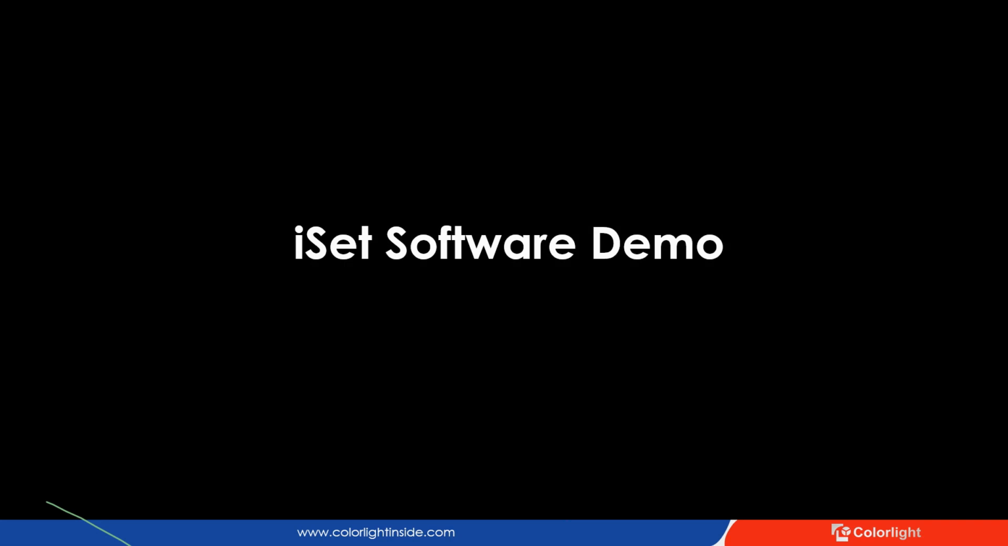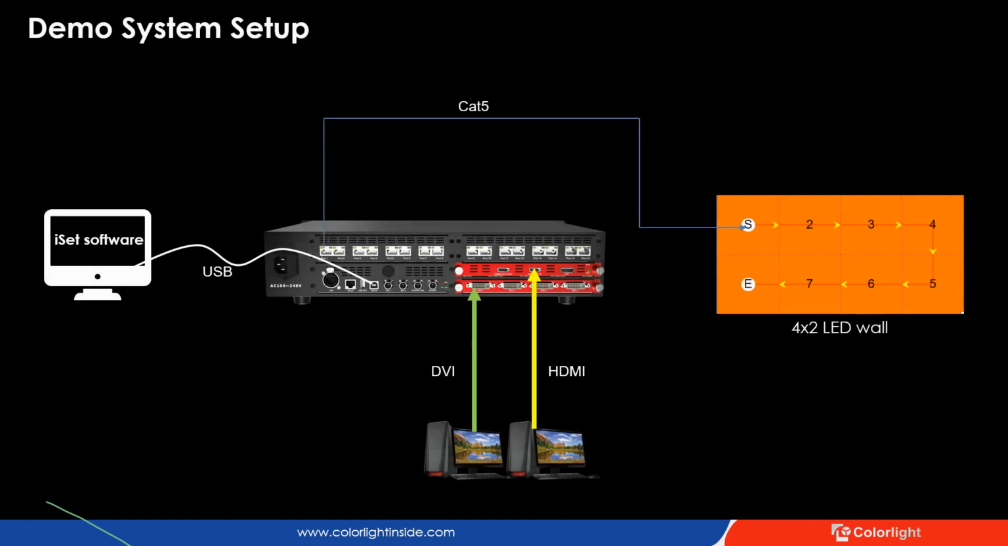Before we get started, I wanted to explain our demo setup here. We've got a small 4x2 demo LED wall driven by an X16 processor, and a web camera has been set up in front of the demo wall, so that you will be able to see the LED wall's reactions to the changes made in the iSet software in real time in the camera window.